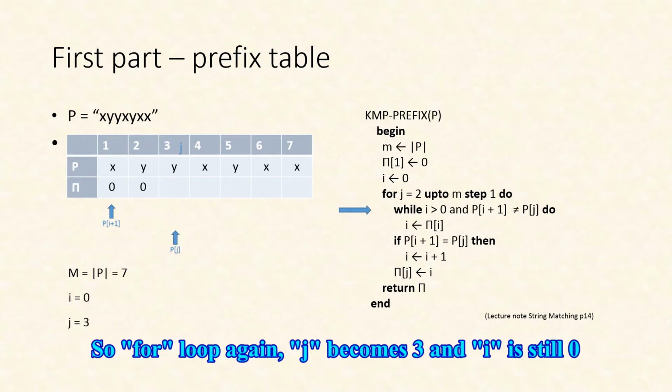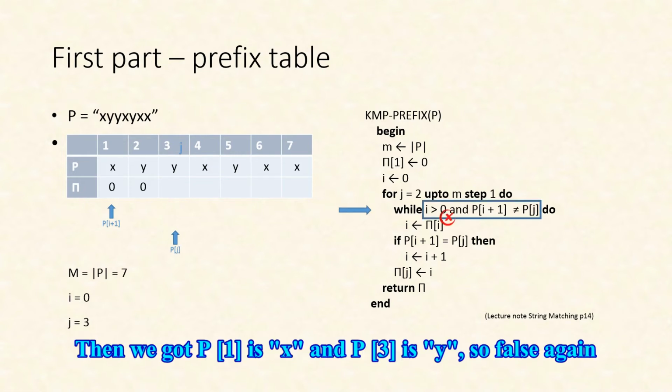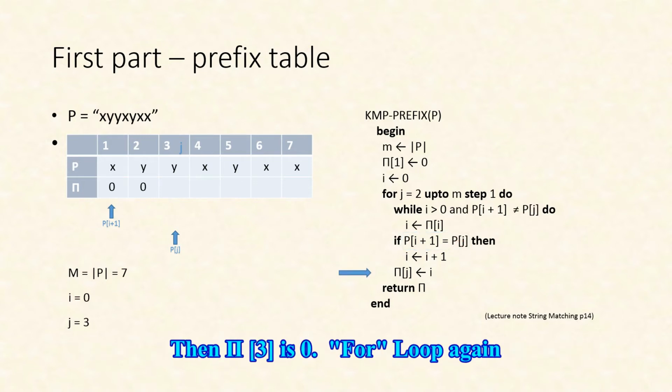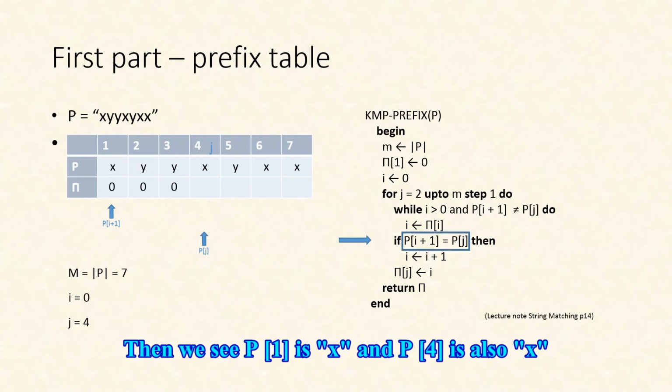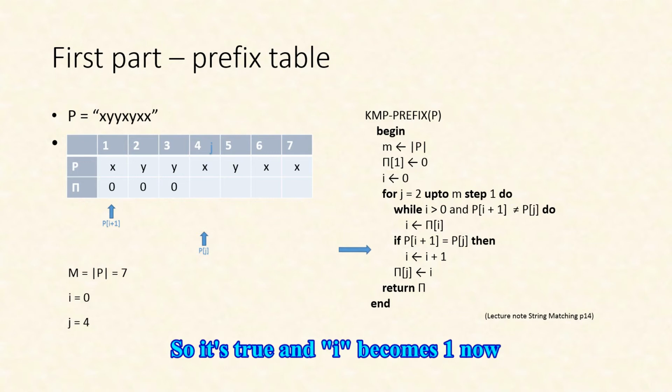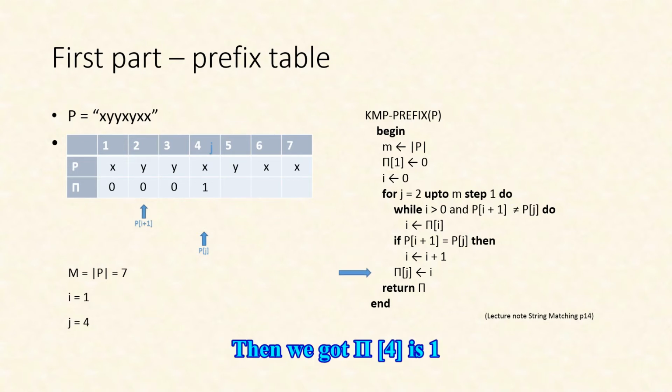j becomes 3 and i is still 0. Then we see p1 is x and p3 is y, so false again. Then pi[3] is 0. For loop again. Now j becomes 4 and i is still 0. Then we see p1 is x and p4 is also x, so it's true, and i becomes 1 now. Then we have pi[4] is 1.